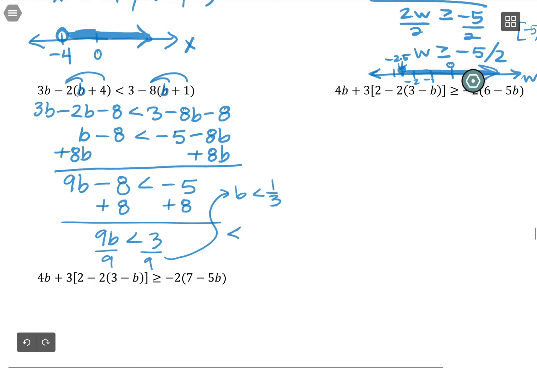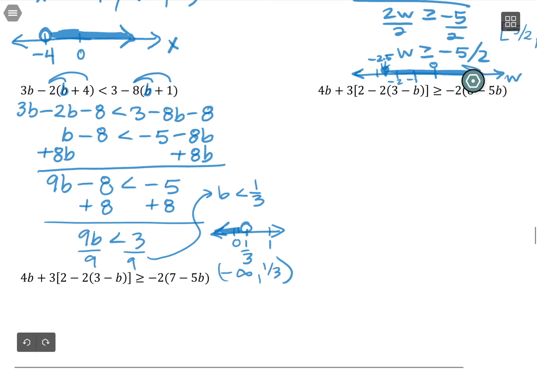And when I put that on my number line, I'm going to say 0, 1. Here's 1/3 in the middle, and I give it an open circle to show that it's strictly less, and then I shade everything less than that, so to the left. In interval notation, that would be -infinity to 1/3, and both get round brackets. Okay, so nothing too weird in that one.